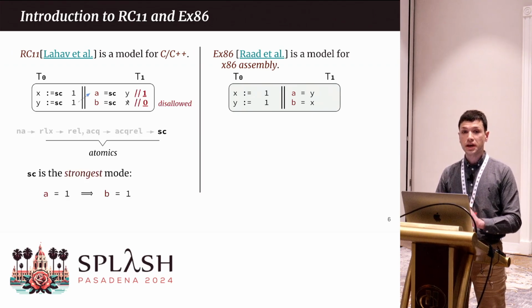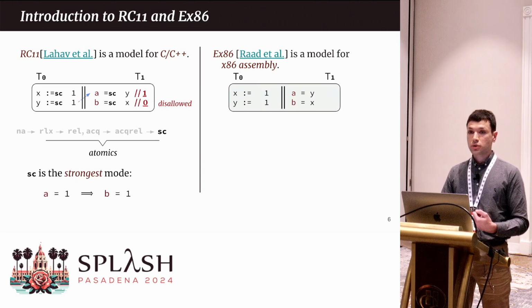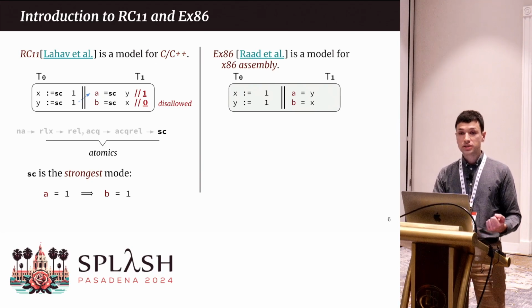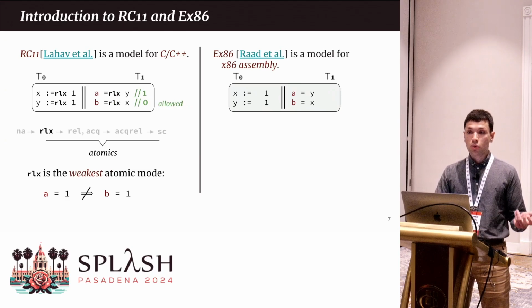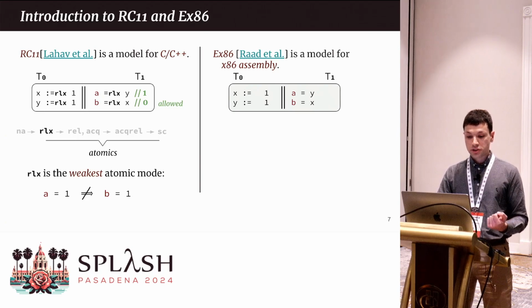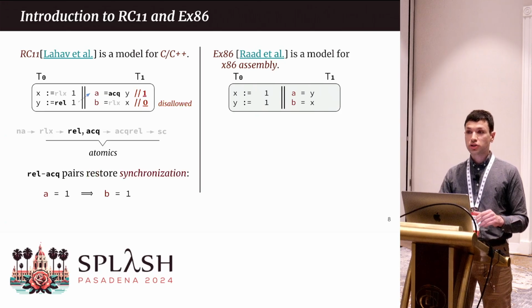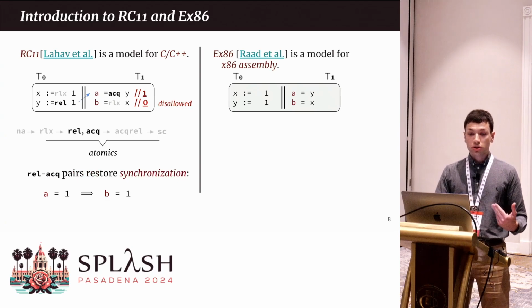So this is the case if we use the SC mode, which is the strongest one in terms of synchronization guarantees. But it is not the case if we use the weakest mode in terms of synchronization guarantees. And what is key in C++ is that we have a mode in between, relaxed and SC, that allows you to restore synchronization.